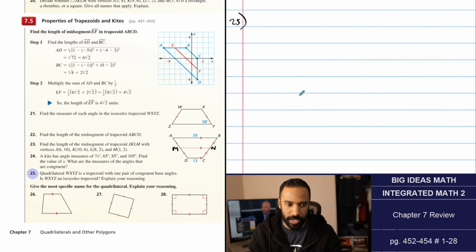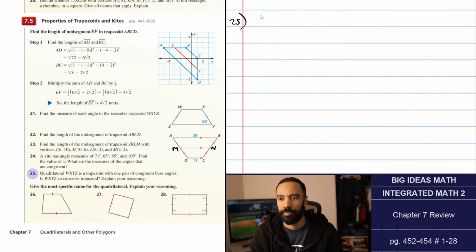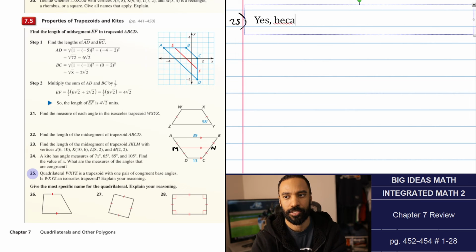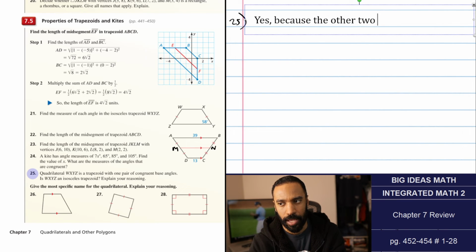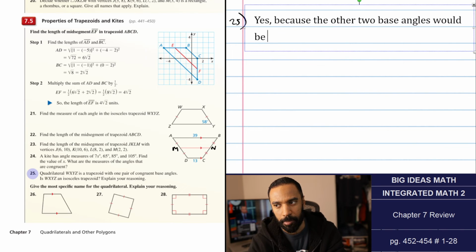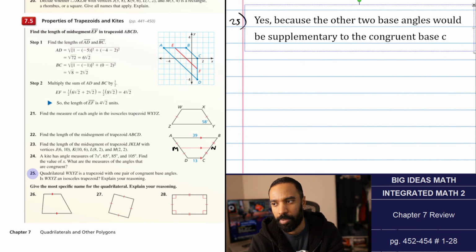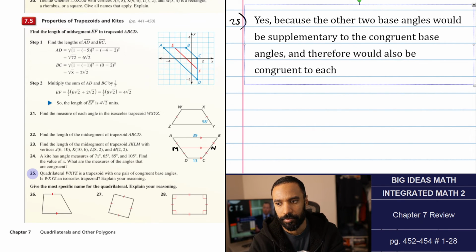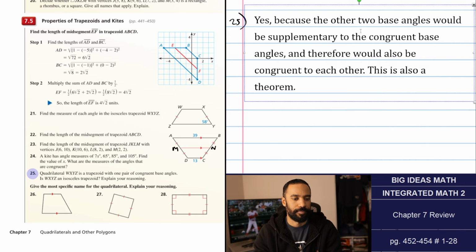A trapezoid with one pair of congruent base angles is an isosceles trapezoid. Explain your reasoning. Yes, they say base angles specifically. So yes, because there's a theorem, a converse theorem or something like that, because the other two base angles would be supplementary to the congruent base angles, and therefore would also be congruent to each other. This is also a theorem. Yeah, it would make an isosceles trapezoid.